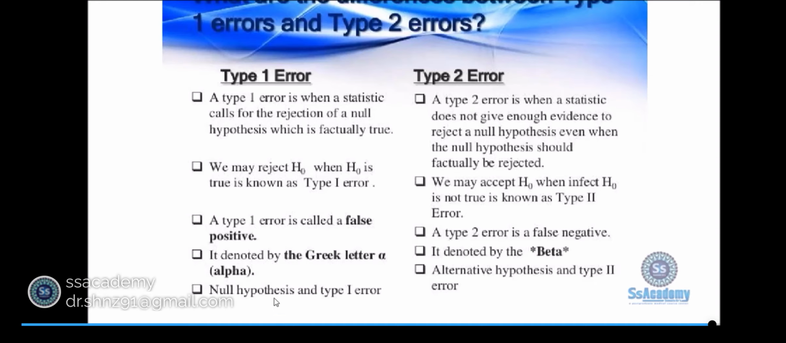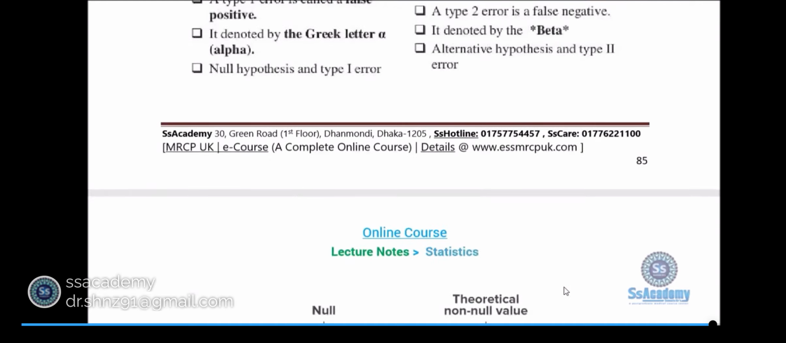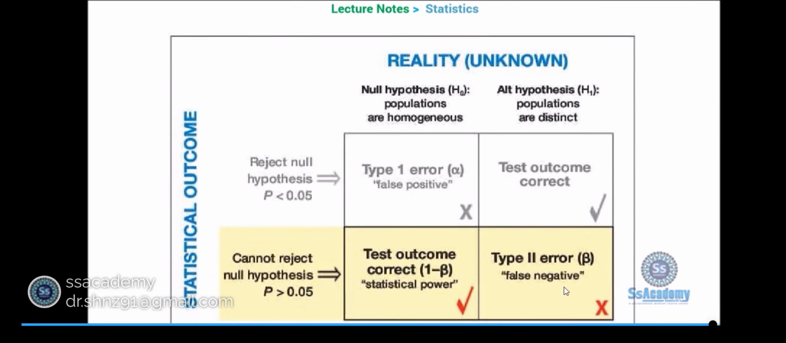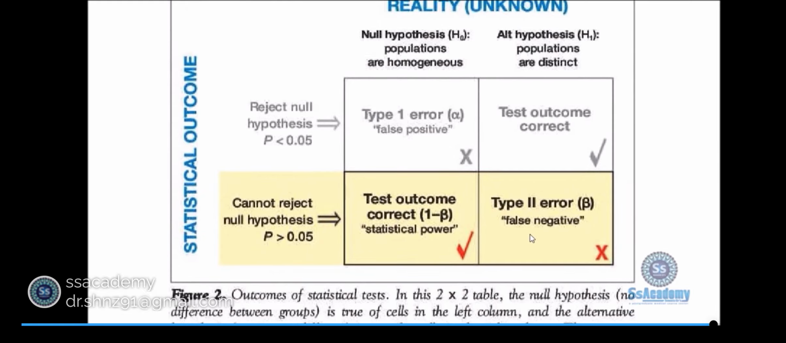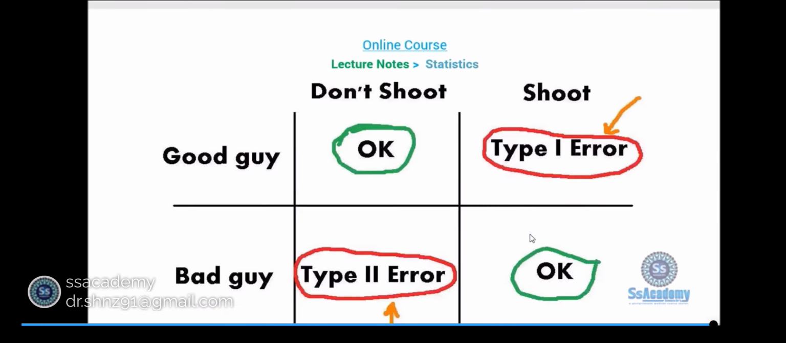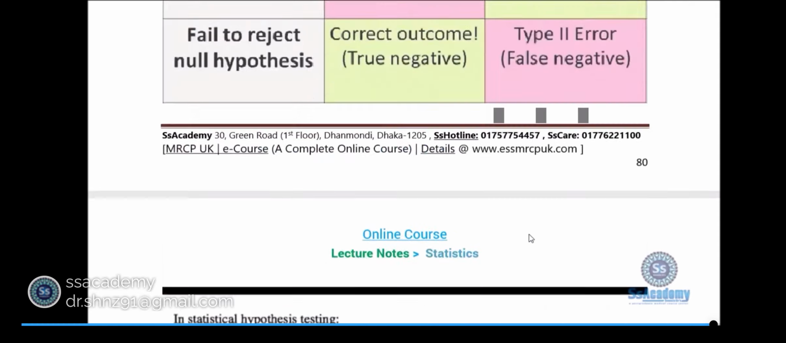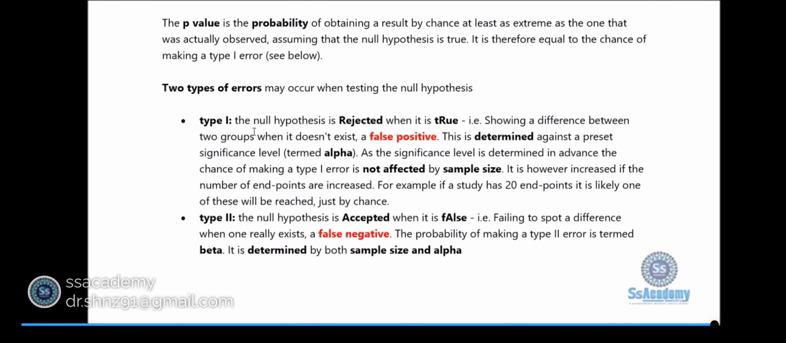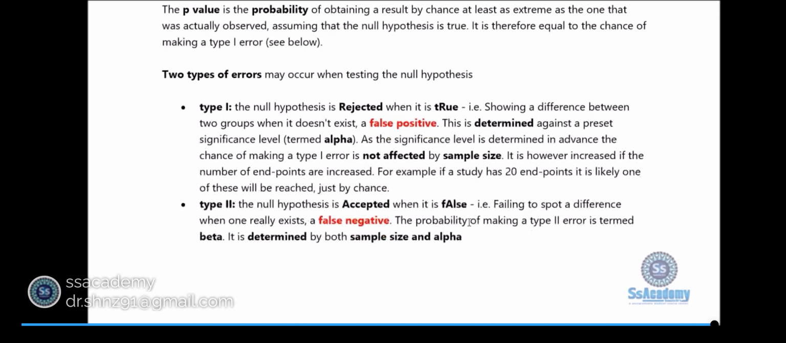Type 1 is the null hypothesis error, and type 2 is the alternative hypothesis error. There are some other photographs so that you can understand. We can get back to our knowledge here. This is very important. Type 1: the null hypothesis is rejected when it is true. Type 2: the null hypothesis is accepted when it is false.